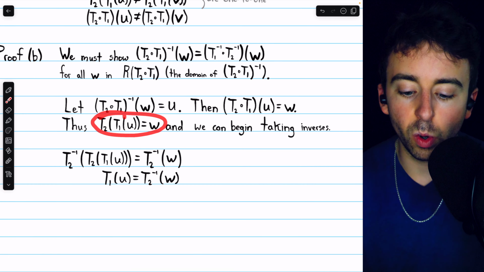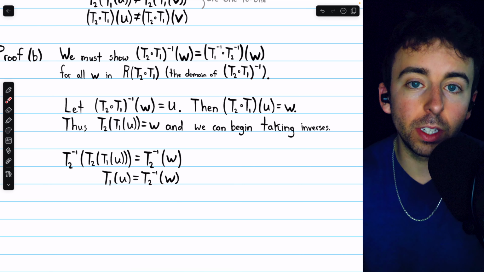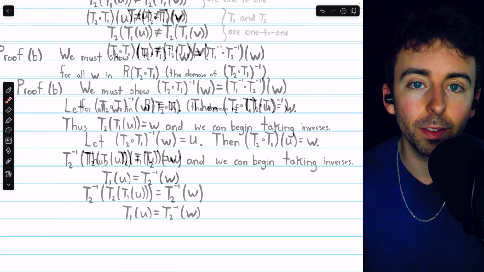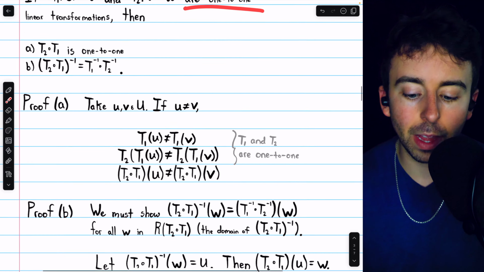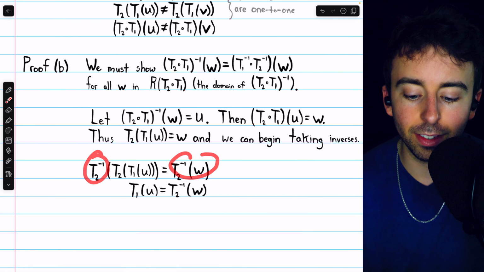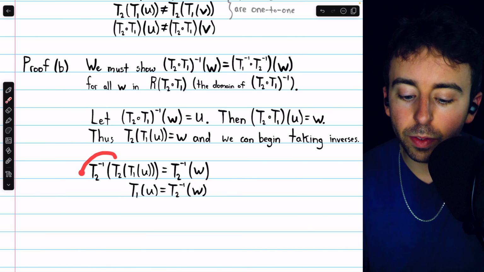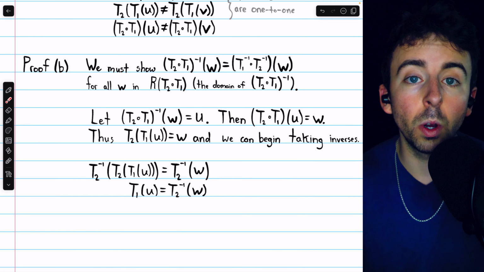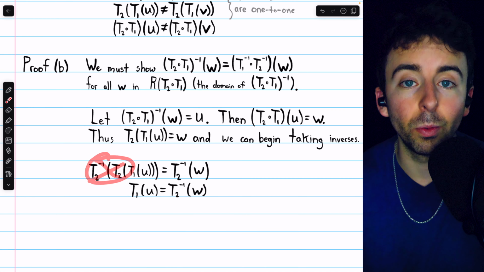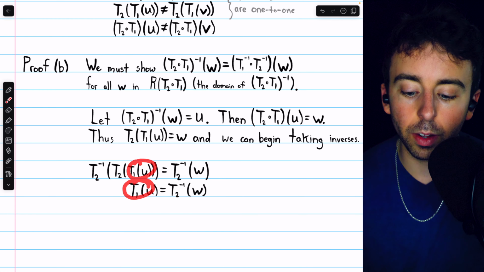So taking this equation, we begin by taking T2 inverse on both sides. How do we even know T2 inverse exists? Well, because T2 was assumed to be one-to-one. Remember, that was part of the hypothesis of our theorem. Our two transformations are one-to-one, so we can take T2 inverse of both sides. Now, on the right, of course, we just have T2 inverse of w. But on the left, we have T2 inverse of T2 of a bunch of stuff. Point being, we have T2 inverse of T2, and those will cancel out. Hence, what's on the left side after that cancellation is just T1 of u.